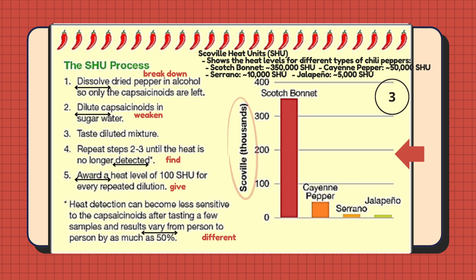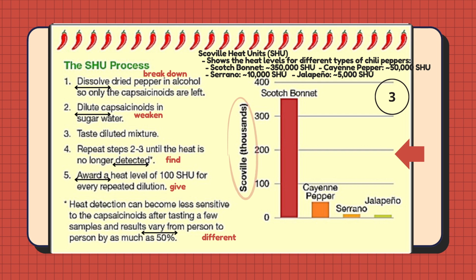And then on the side you find the process on how you identify the hotness of the chili peppers. So the process is, first, dissolve the dried pepper in alcohol, so only the capsaicinoids are left. Meaning to say, when you dissolve, it means to break down. So you break down the dried pepper and put it into alcohol, so that only the capsaicinoids are left.